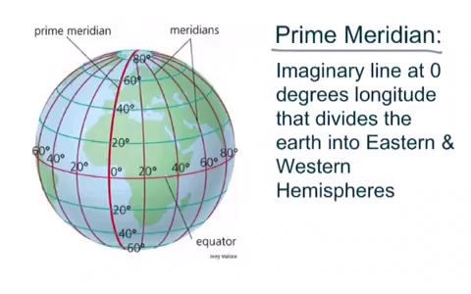Our next vocabulary word is prime meridian. The prime meridian is the imaginary line at 0 degrees longitude that divides the Earth into eastern and western hemispheres. Now, in the picture, you see the prime meridian clearly, a thicker red line in the middle of the Earth. The other red lines along with it are known as meridians. Like we discussed earlier, these lines of longitude going north and south divide the Earth between east and west.